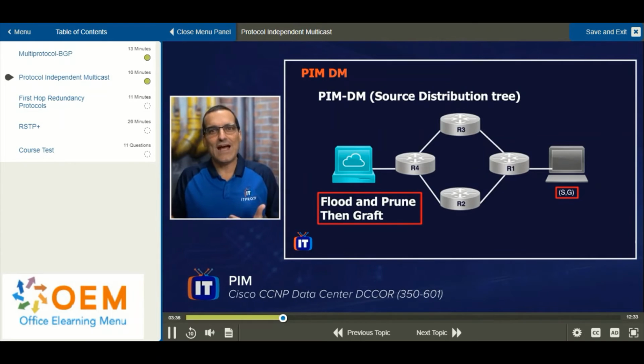And it turned out that PIM sparse mode was a superior approach regardless of whether you have many people that want the feed or no one that wants the feed. So PIM sparse mode really became the way to go regardless of the exact distribution of the population that wants to receive the multicast. Now, notice it's subtle here, but it's super important.